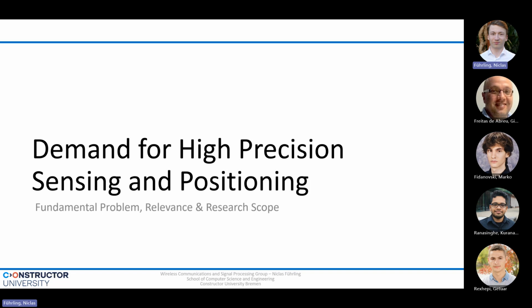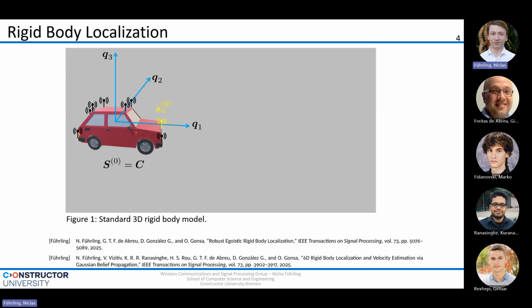Maybe you have seen on our channel before some videos about rigid body localization, and the concept is the same as before. But if you haven't seen the videos, I will introduce the concept again. In normal localization, you always have one target point and you want to localize it. The new thing about rigid body localization is that you don't only have one target position point that you want to estimate, but you want to find a whole body.